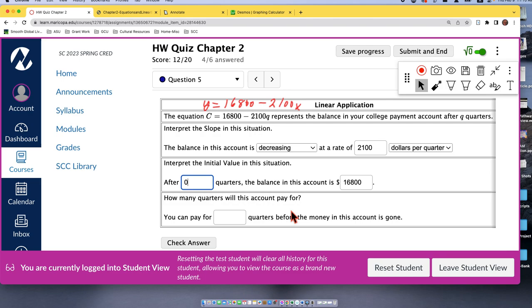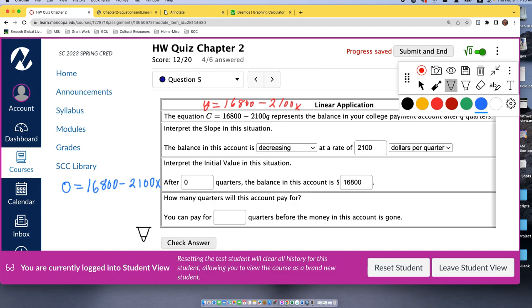So now we got to do some math. So this is tying back, actually solving. You can pay for blank quarters before the money in this account is gone. Okay, so when the money in the account is gone, where does that go? That means that y is the value in the account, right? Or they use C. It's the balance. So what we're looking for is, when will we have $0? I'll just use x because I like to use x. So how do we solve this for x? Divide. Add 16,800 to the other side. But before we divide, we want to get rid of the, yeah. So we'll subtract the 16,800 first from both sides.